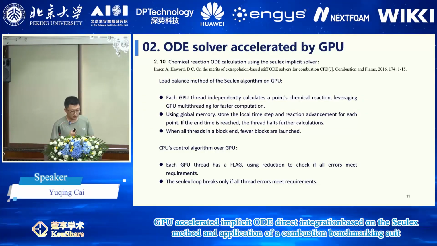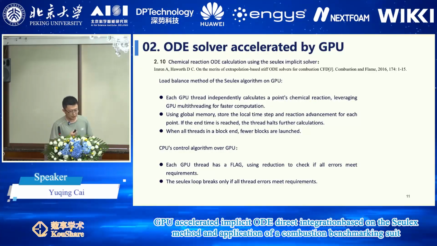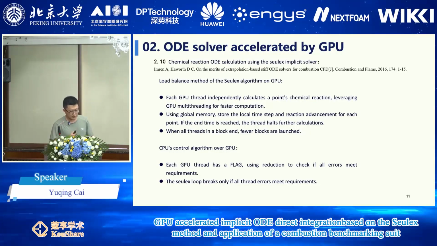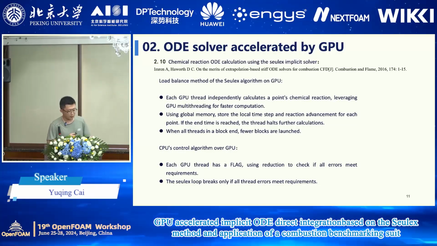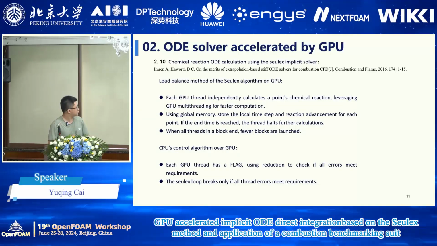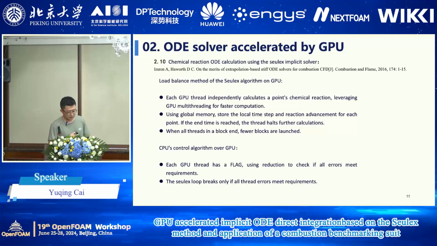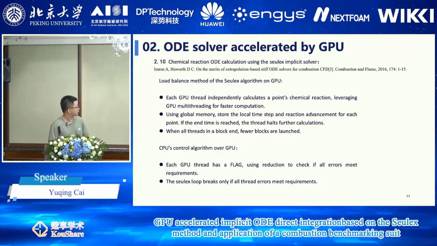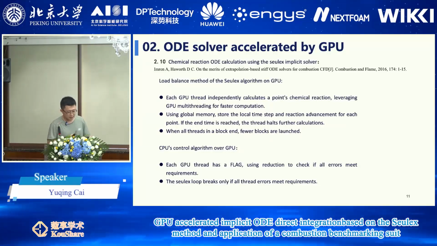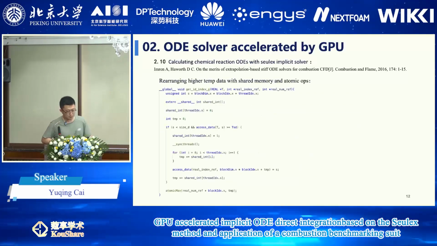Using global memory, we store the local time step and reaction advance for each point. If the end time is reached, the thread has no further calculation. When all threads in the block end, new blocks are launched. For the CPU control algorithm, each GPU thread has a flag, using reduction to check whether all errors meet the requirement. The solve loop breaks only if all of the thread errors meet the requirements.